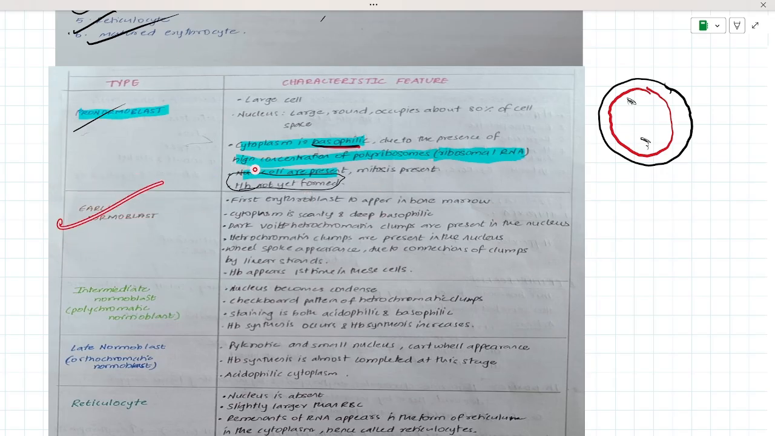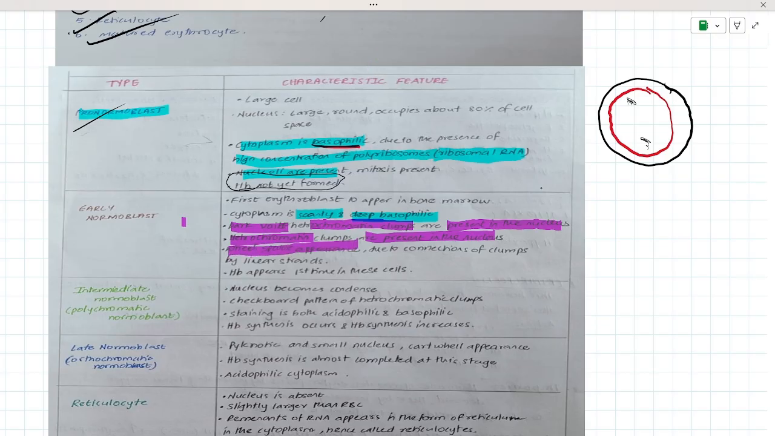Okay, early normoblast is the first to appear in bone marrow. Now, the cytoplasm is scanty and deep basophilic, dark violet. This is the important point to remember. Heterochromatin clumps are present in the nucleus, which gives the wheel spoke appearance.